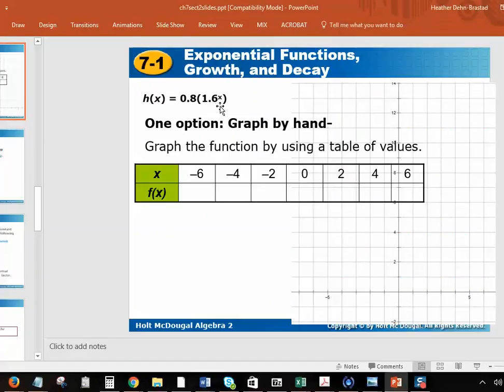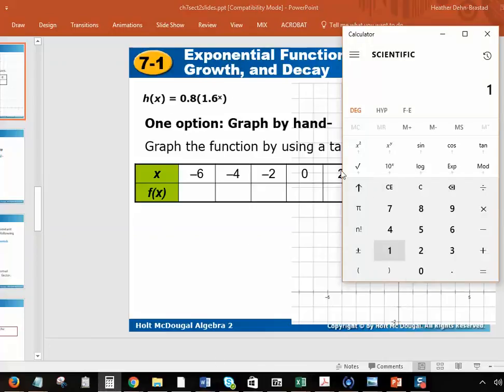You would put in the 1.6 to the -6 and then multiply by 0.8. So 1.6 to the exponent -6, and where's my negative key here? 6 negative, and then hit equals, and then multiply that by 0.8.